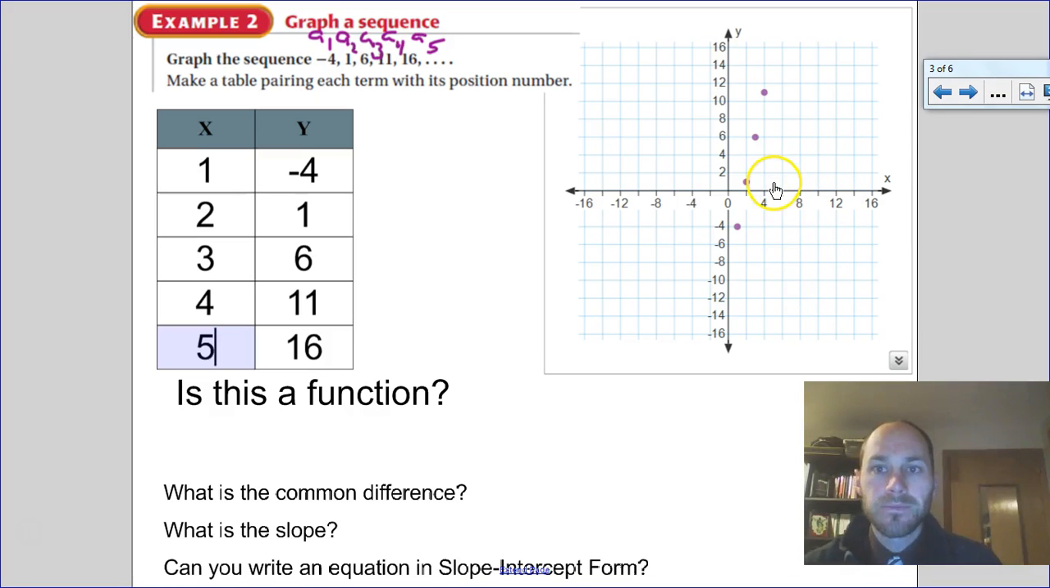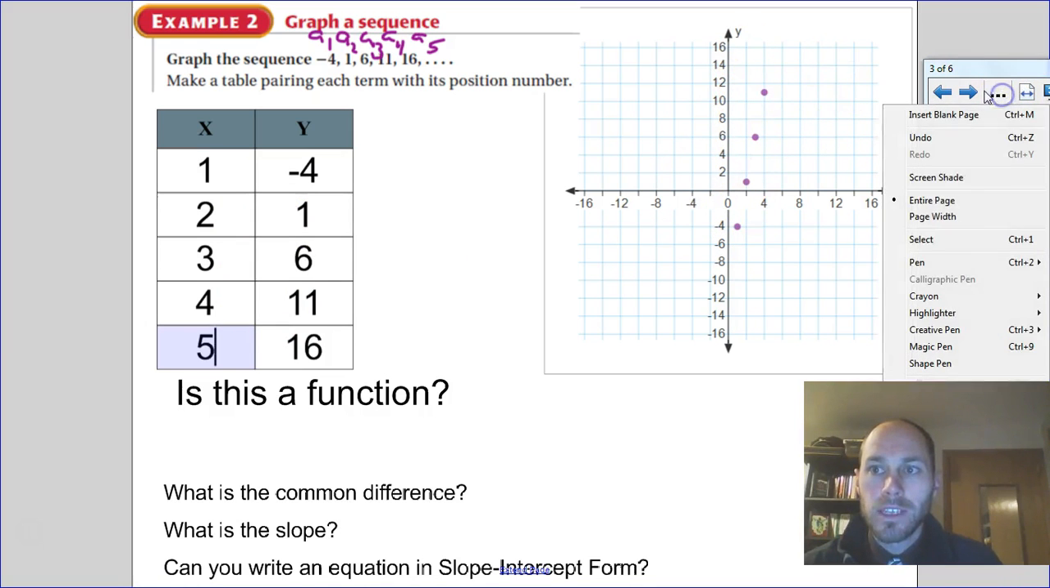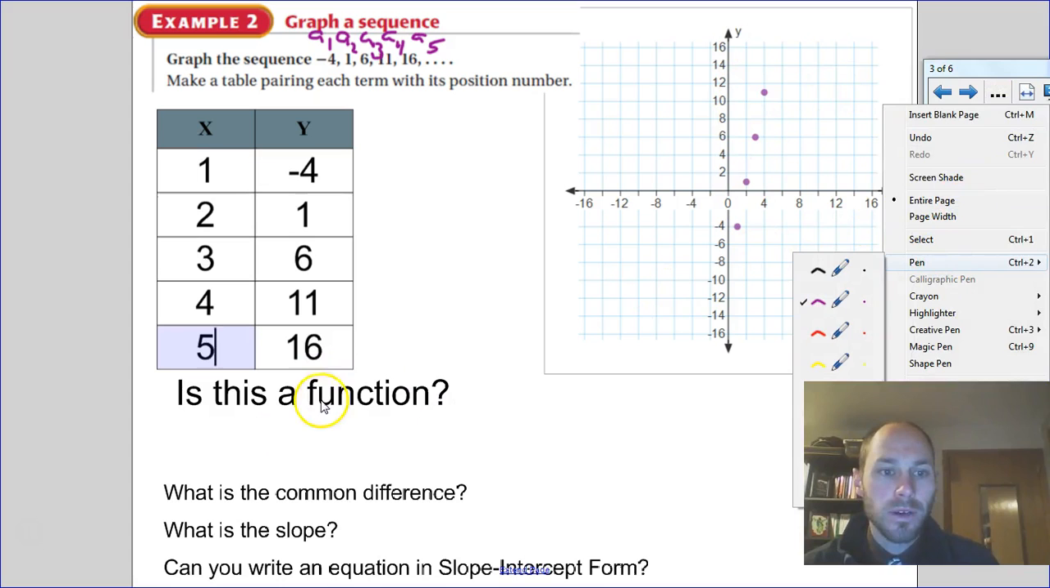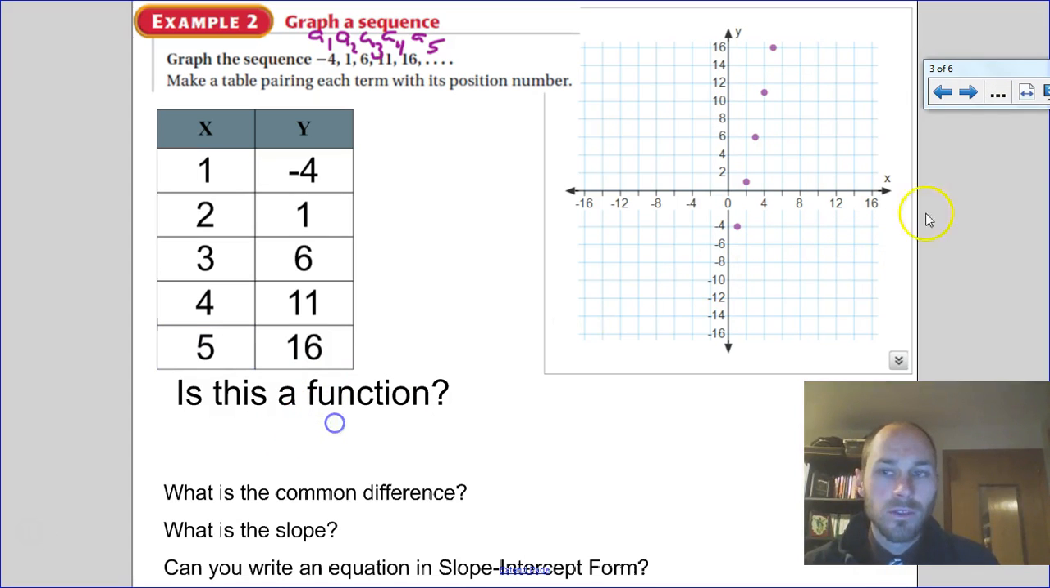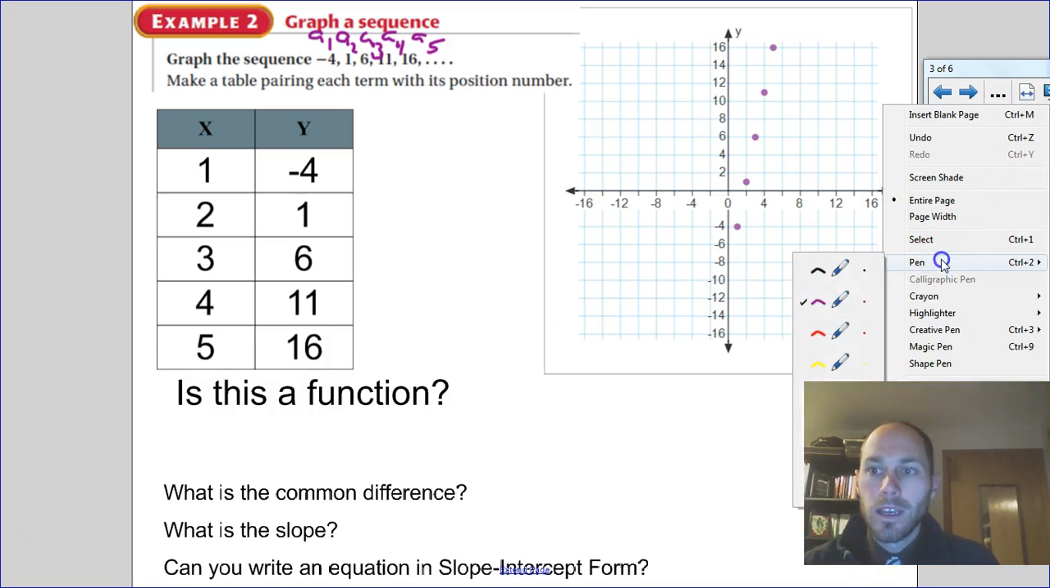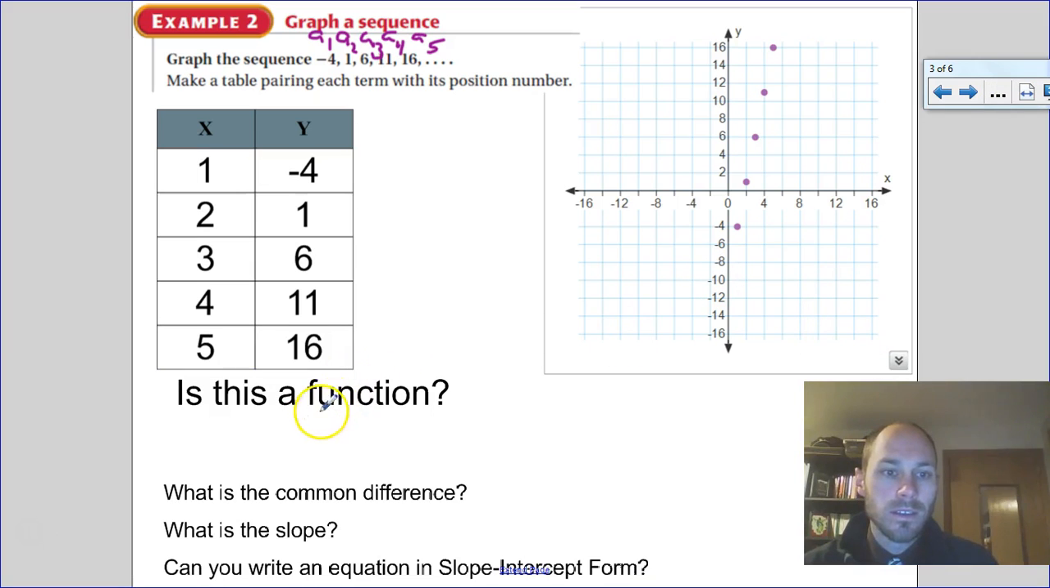Once we plot those points on our graph, we can take a look at what's going on here. Is this a function? Does each input have an output? Looking at the graph, we can check the vertical line test, and it appears that each input has an output. So yes, this would be a function. And if it's a function, that would mean we can write an equation for it. So let's see how we can do that.